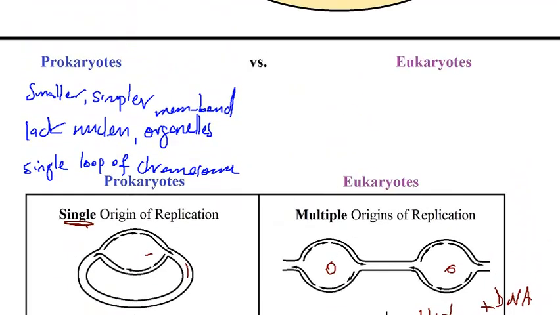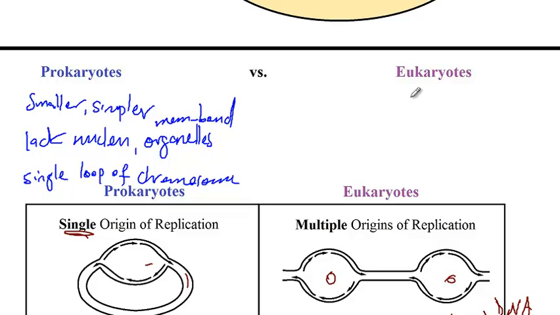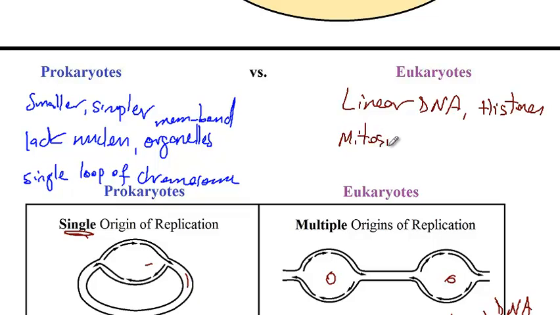So going back to the top, eukaryotic cells, of course, are larger and more complex than prokaryotic cells. They do have a nucleus. They do have membrane-bound organelles. Their DNA is linear, containing histones. And then eukaryotic cells divide by mitosis or by meiosis, versus prokaryotic cells that divide by binary fission.